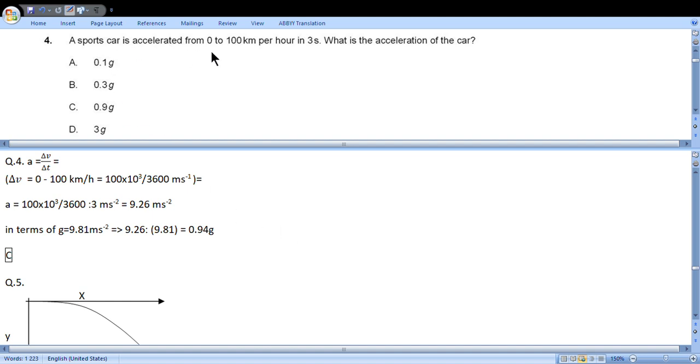A sports car is accelerating from 0 to 100 km per hour in 3 seconds. What is the acceleration of the car? Formula for acceleration: change of velocity by time. Change of velocity, we change from kilometers, so kilometer is 1000, hour is 3600, and we should divide this by time, by 3. So after division we get this value, and this value should be in terms of G, so we divide by G. And we get approximately 0.9 G, so answer C.